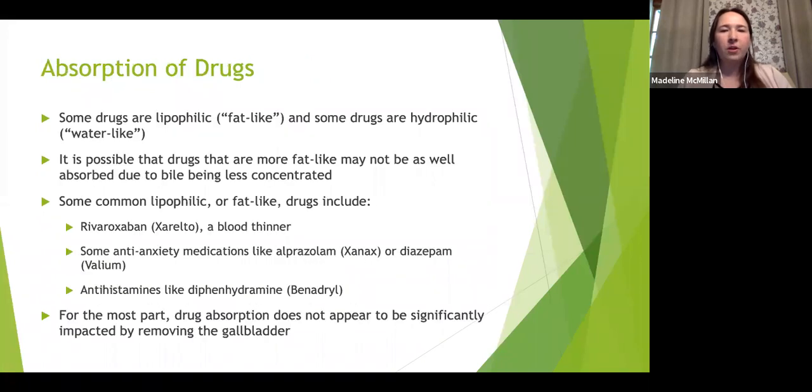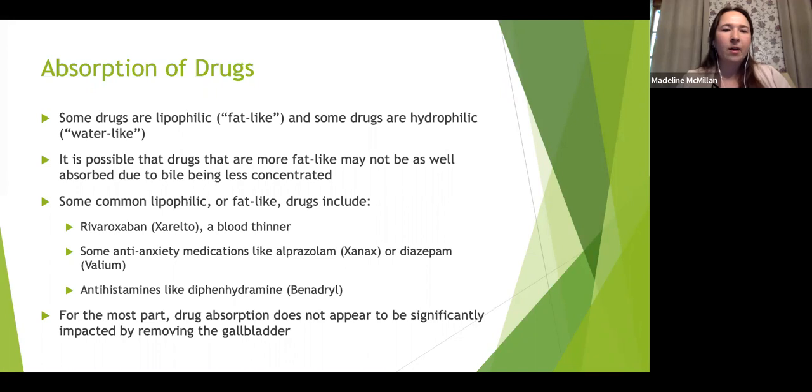And then what about the absorption of drugs? So we talked about how you might not be able to digest fat as well. You might not absorb fat-soluble vitamins as well. But what about drugs? Well, some drugs are considered lipophilic, which means they're sort of fat-like in their structure. And then other drugs are hydrophilic, so they're more water-like. And for those lipophilic drugs, the fat-like drugs, we do have some evidence that suggests that they might not be absorbed quite as well after a cholecystectomy.